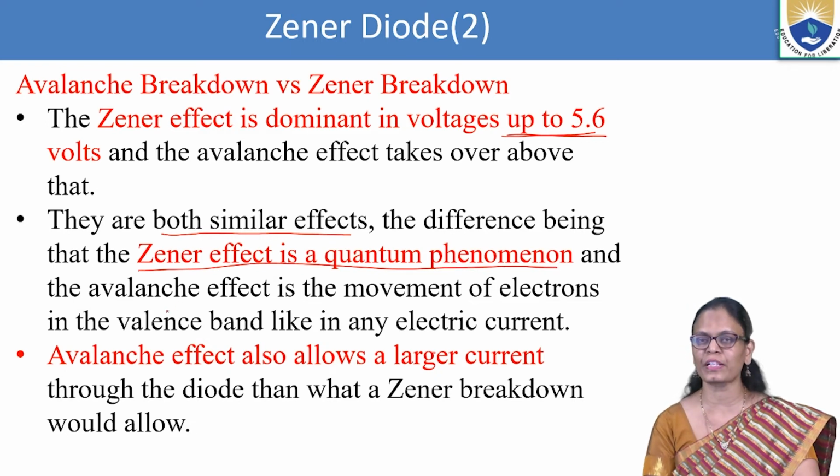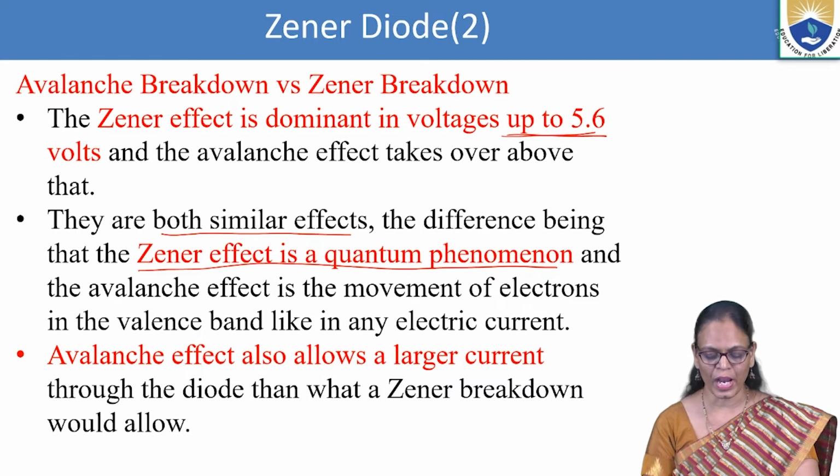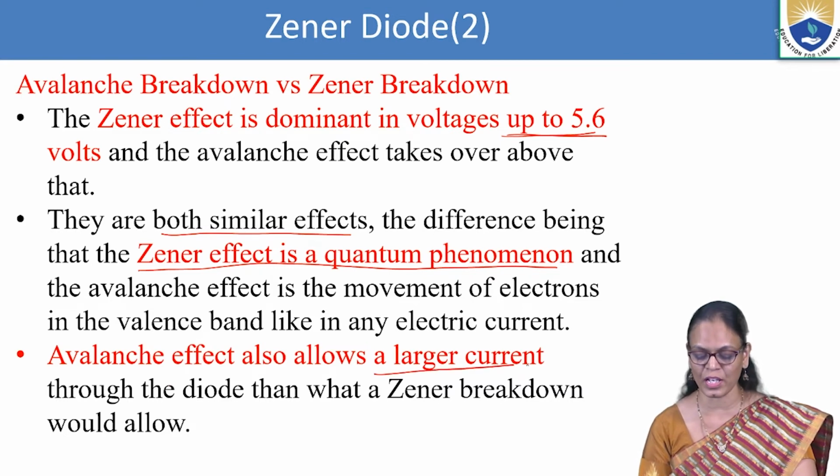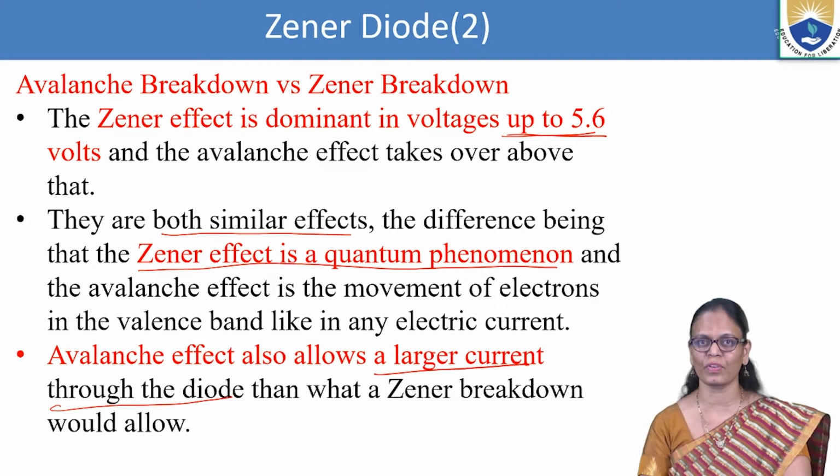Whereas the avalanche effect is just the movement of electrons from the valence band to the conduction band, like in any other electrical circuit. And the avalanche effect allows a larger current through the diode, because of which the diode also may get destroyed. That is what we have seen.